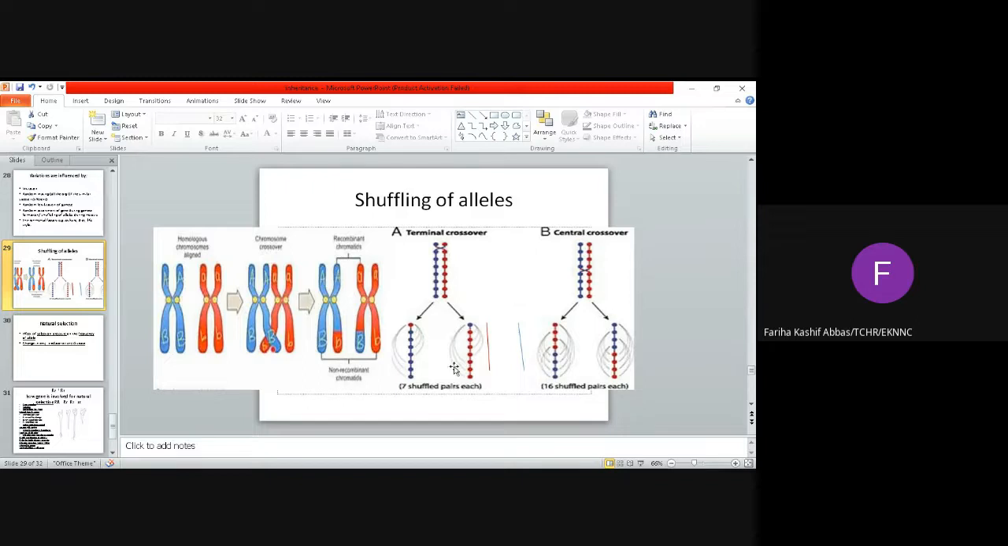Clear? So different varieties of gametes are formed. The gametes could be having this combination of alleles, this combination, this combination, or this combination. In this way, a variety of gametes are formed because of the shuffling of alleles. Clear? Did you understand?